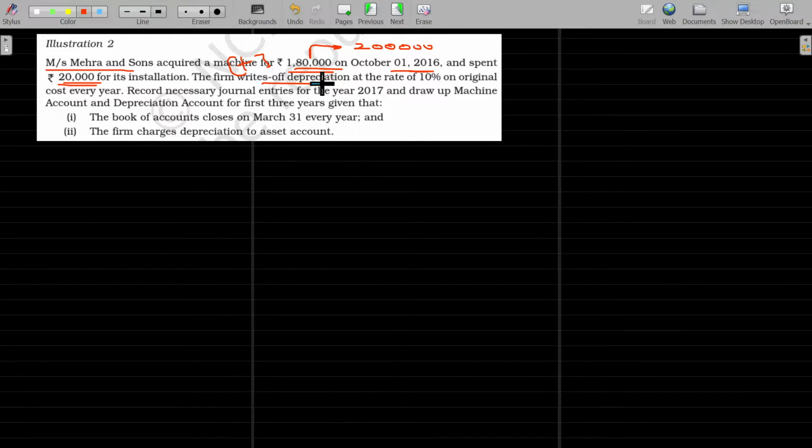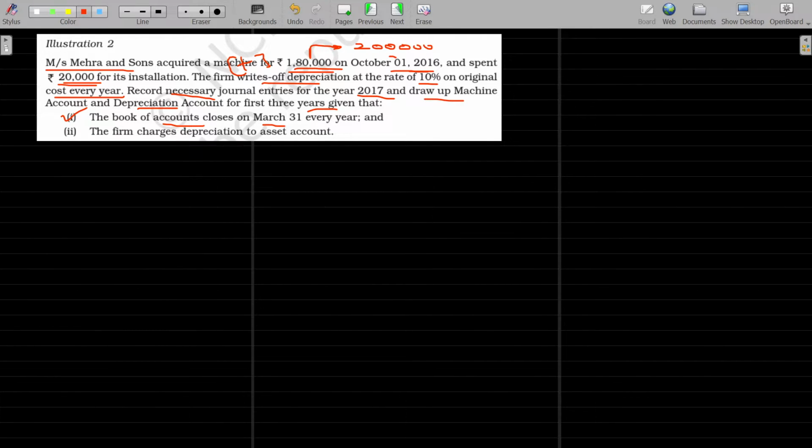The firm writes off depreciation at the rate of 10% on original cost every year. So you have to calculate 10% depreciation on this. Record the necessary journal entries for the year 2017. Though they have asked only for 2017, we will try to finish up to the 3 years, and draw up the machine account and depreciation account for the first 3 years, given that the books of accounts close on 31st March every year.